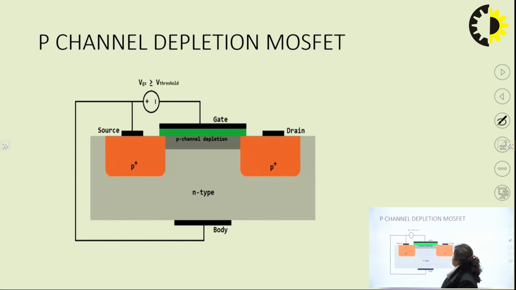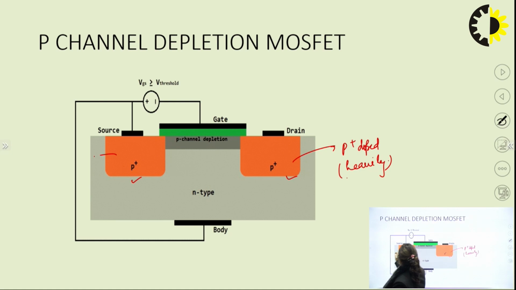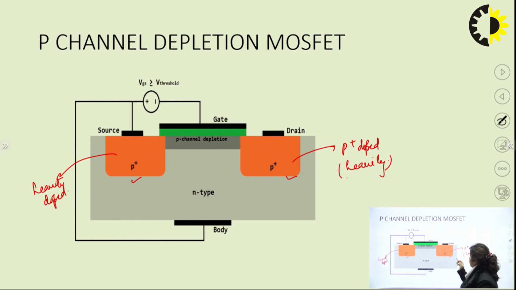As the word defines itself, depletion means the depletion of the channel between the source and the drain. So we have here this source and this drain. We have a P plus type, which is a heavily doped drain. Similarly, we have a heavily doped source. Whenever we assign a positive sign to the P type or N type, it is heavily doped, we know it. So we have the source and the drain.